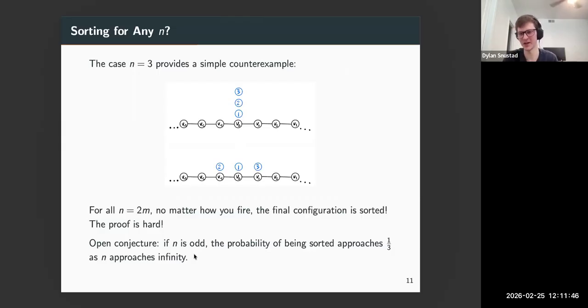So if you plug in the n equals 3 case, this provides a counterexample to what I just said, where if I fire chips 2 and 3 here at the start, 2 will go to the left, 3 will go to the right. I'm stable, and I've lost my total ordering, right? I have 2, 1, 3 instead of 1, 2, 3. But it turns out that if you always start with an even number of chips, no matter how you fire, the final configuration will always be sorted in this perfectly nice way.